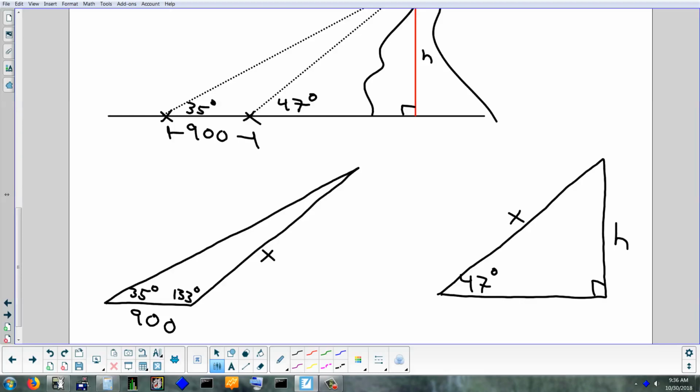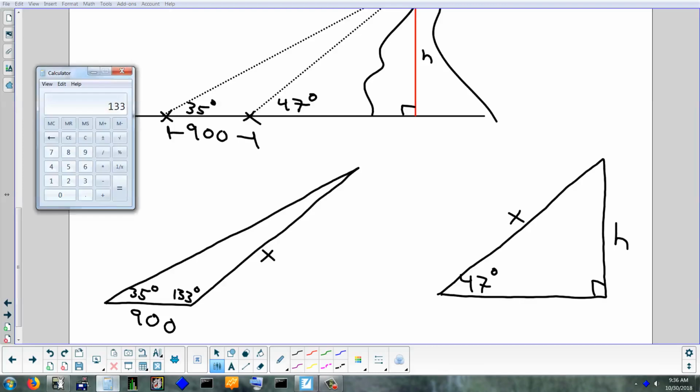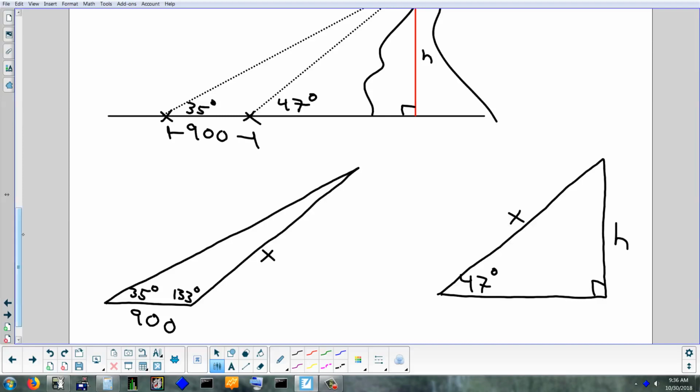And now that I have two of the angles, if I want to use the law of sines, I need an angle and the side that's across from it. I don't have that yet. But what could I do to get the angle that's across from 900? 180 minus 133, 35. Just take 133, 35, add them up, subtract from 180, and you'll get 12. So this angle up here is 12.